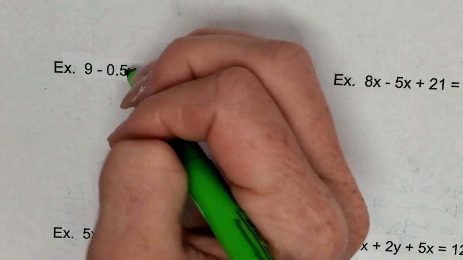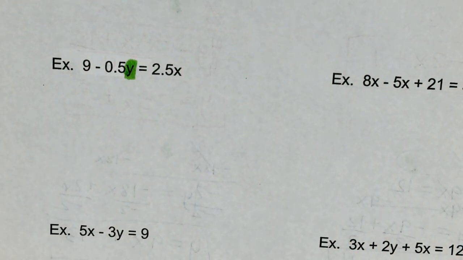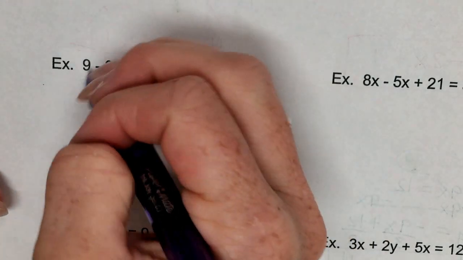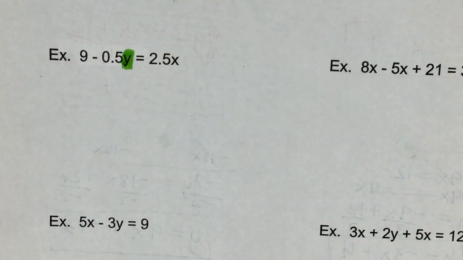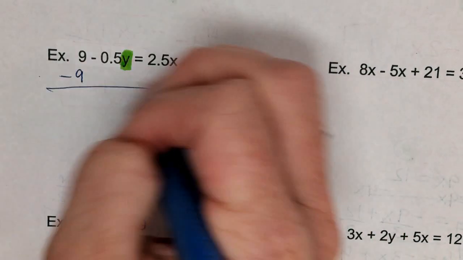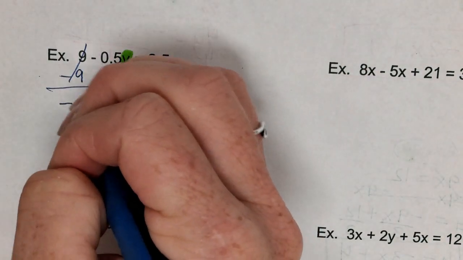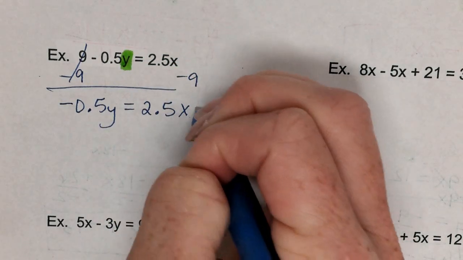All right, so we want to get y by itself. So what's going to go first, the 9 or the 0.5? 9. How do I get rid of a 9? How do I zero it out? Minus 9. I'm left with negative 0.5y equals 2.5x minus 9.